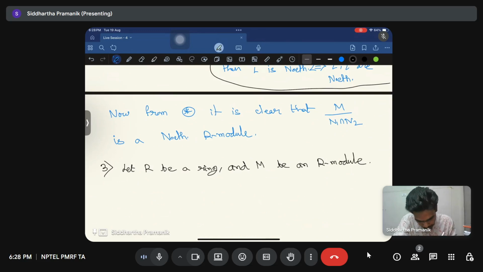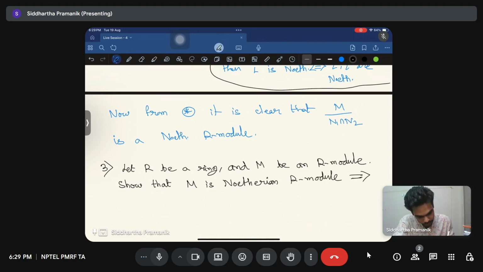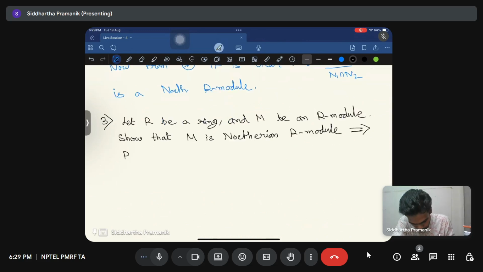So then, so that M is a Noetherian R module, so that will imply the quotient ring R mod the annihilator of M in R is a Noetherian ring.